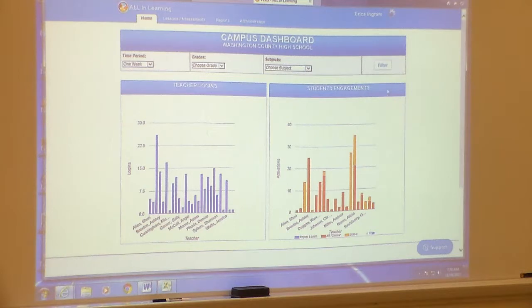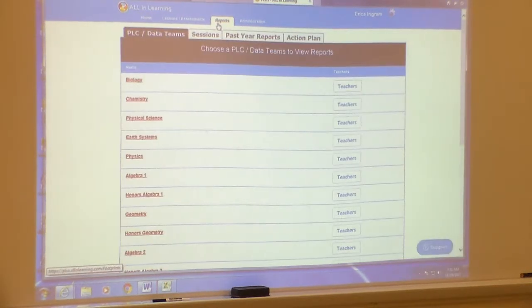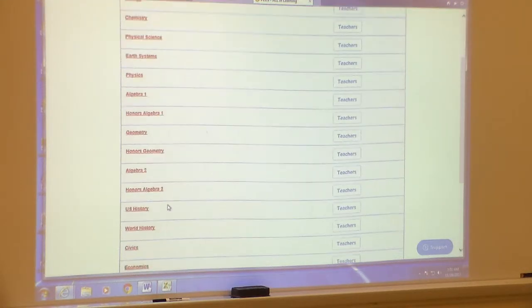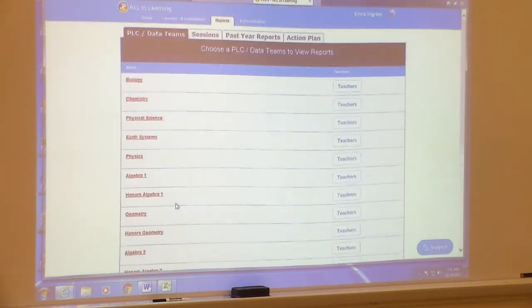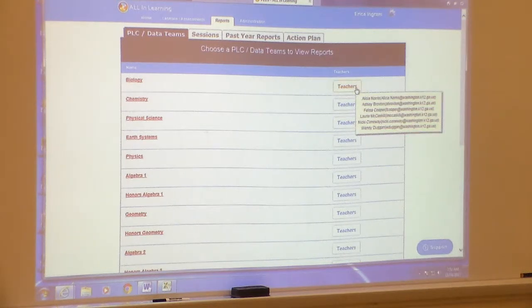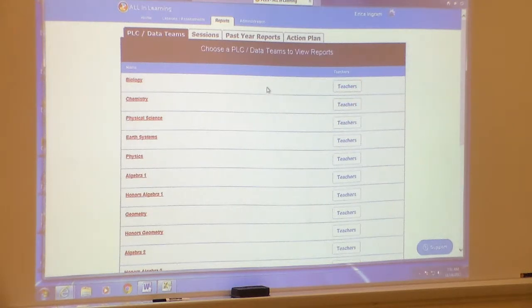Over here, these are the student engagements. This shows me how many people are using Scanits, clickers, and so forth. Then I can go up here to reports, and these are your PLC data teams, and your department heads are the leaders. They added you guys in, and here are the different classes they have. It shows you the teachers in it, where you add stuff that you want to share with one another.